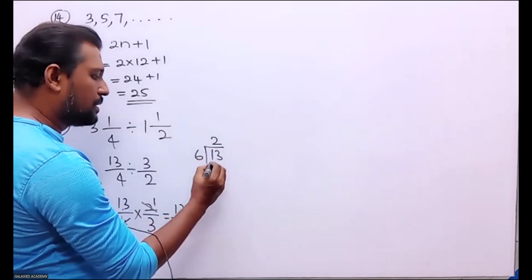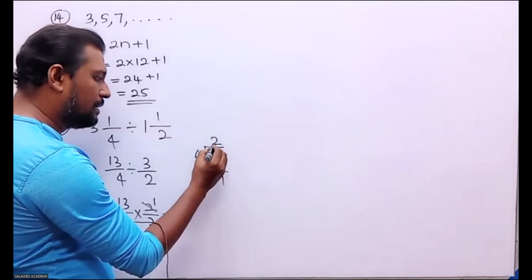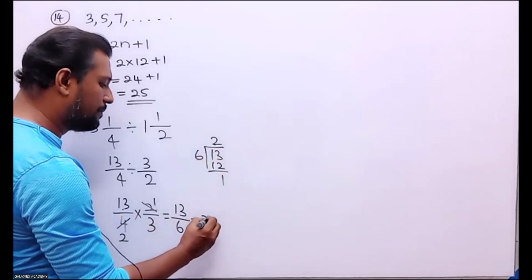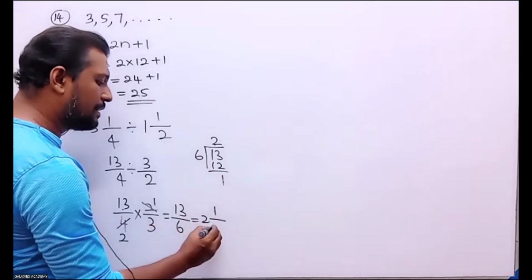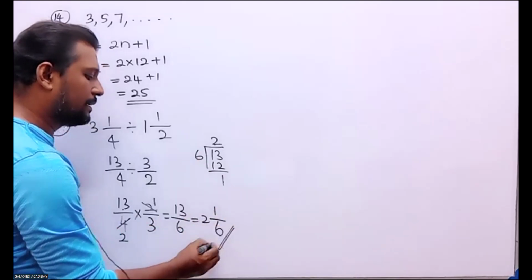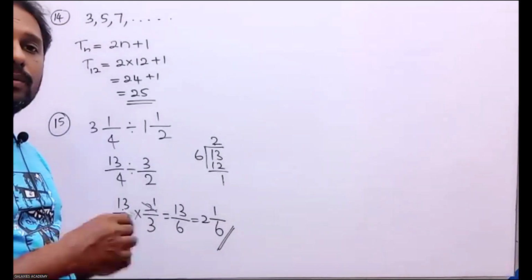2 times 6, 12, remaining 1. Then 2 is the whole number. The remaining value is the numerator, and the divisor is the denominator. So the answer should be 2, 1 over 6.